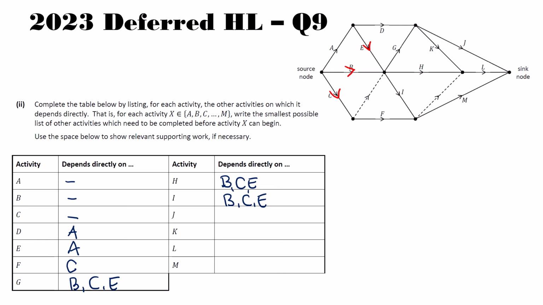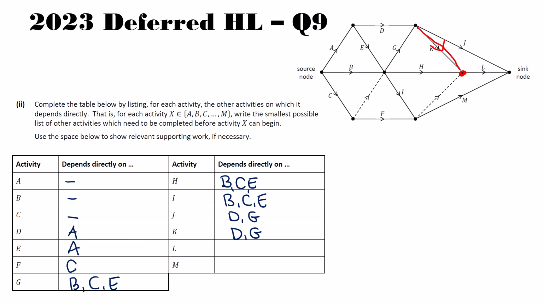Okay. So then we have J. So my node where activity J starts is here. And feeding into it, we have two activities, which are D and G. And K is at the exact same node, so it's also going to have D and G. And then we have L, and it has three activities.